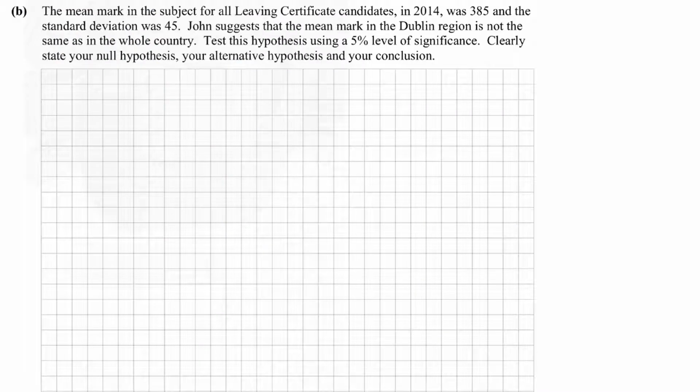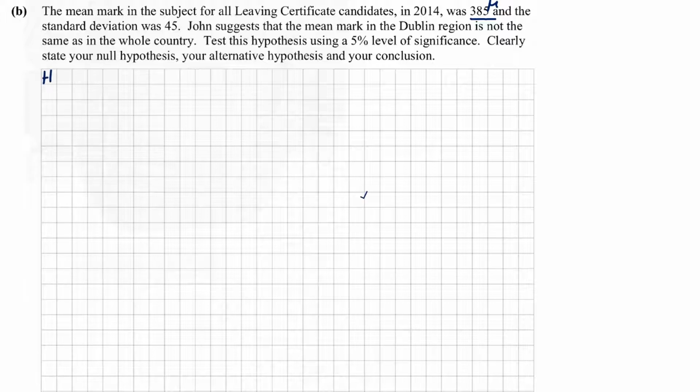So the mean mark in the subject for all Leaving Cert candidates in 2014 is 385 and the standard deviation is 45. John suggests that the mean mark in the Dublin region is not the same as the whole country. Test this hypothesis using a 5% level of significance. Clearly state your null hypothesis and your alternative hypothesis. So the 385 is for all candidates, so that's our mu.